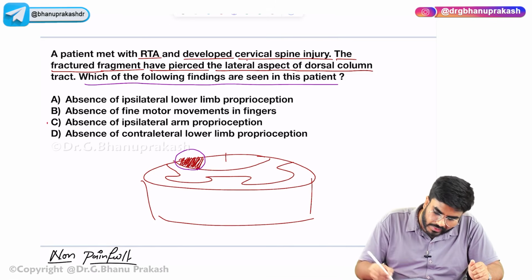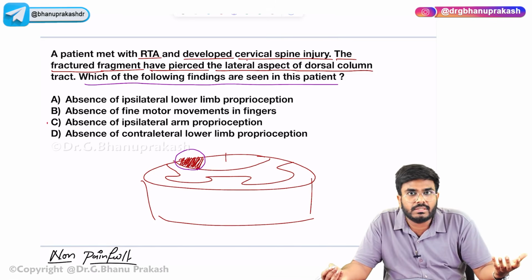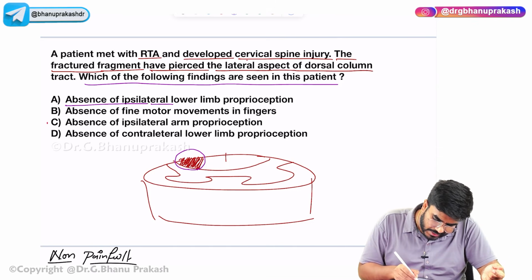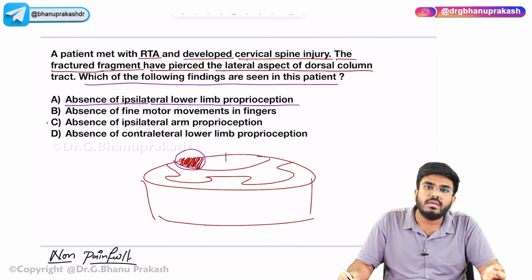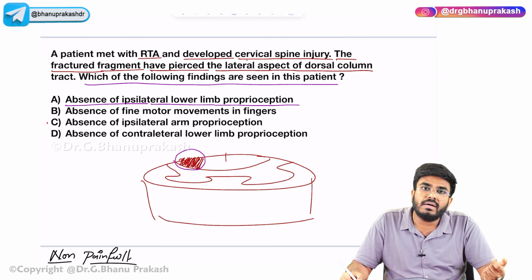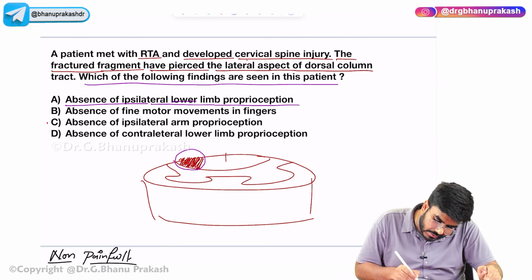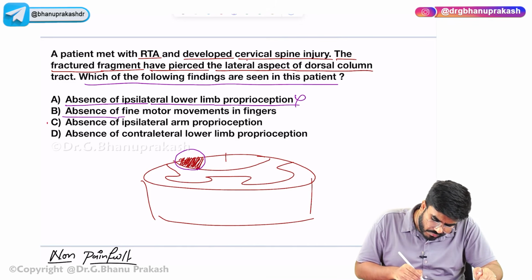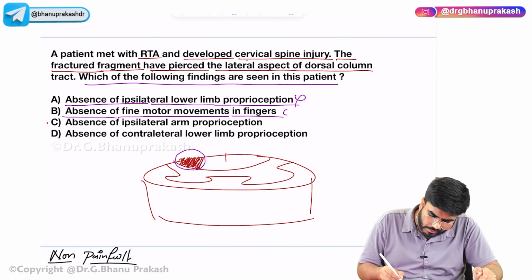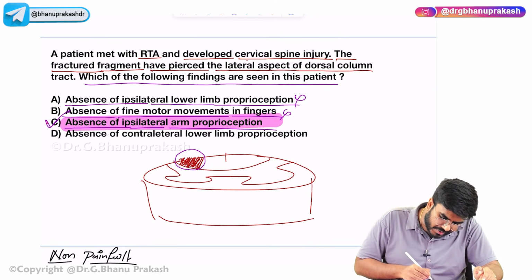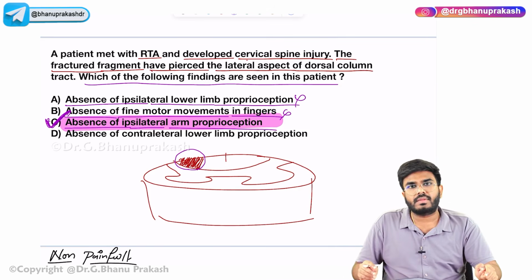So which of the following findings are seen in the patient? The patient is going to lose advanced sensations from the upper limb. Absence of ipsilateral lower limb proprioception? Ipsilateral, same side proprioception will be lost from the upper limb but not the lower limb. So definitely this is not the answer. Absence of fine motor movements in the finger? No. Absence of ipsilateral arm proprioception? This is the right answer. So ipsilateral side proprioception, advanced sensation, will be lost.